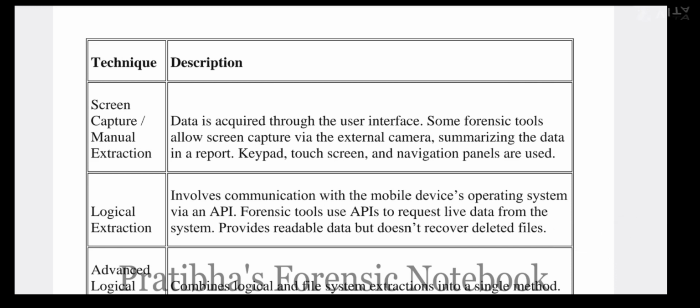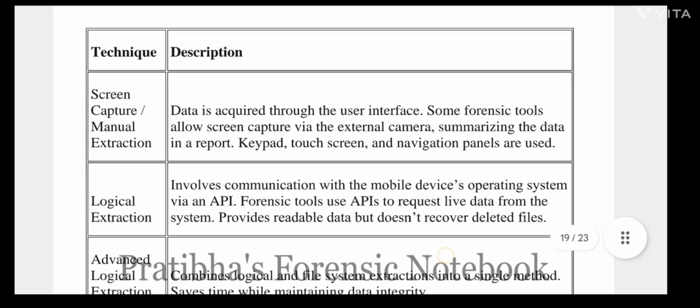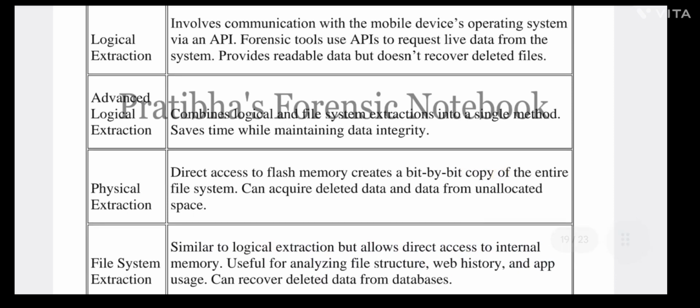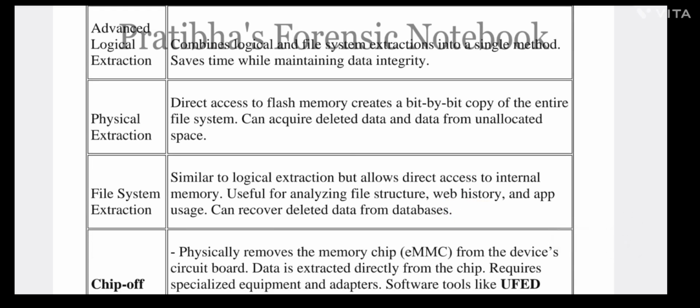Then next is logical extraction. In logical extraction, we can get the data except deleted files. And in advanced logical, we can get some more data. Logical extraction and advanced logical extraction are basically similar, but in advanced logical we can get more files or more data. Okay. Then physical extraction is like a bit by bit copy of the entire file system. So we can see the deleted data through physical extraction, okay, and also get data from unallocated spaces. Then file system extraction is basically similar to logical extraction, but with direct access to internal memory, and we can see all kinds of files in it, okay.